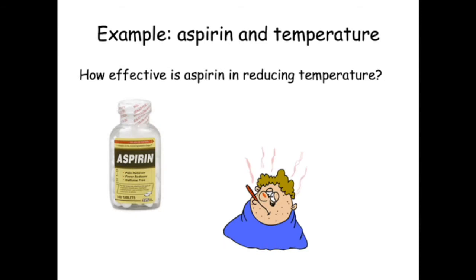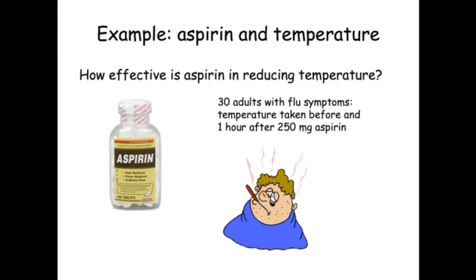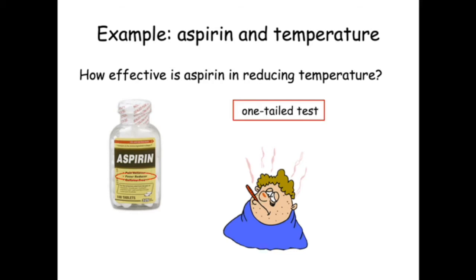Suppose we're interested in the effectiveness of aspirin in reducing temperature. 30 otherwise healthy adults suffering from flu symptoms report to a health clinic and have their temperature taken immediately before and 1 hour after taking 250 milligrams of aspirin. Aspirin is an antipyretic. We expect temperature to decrease, so this is a one-tailed test.